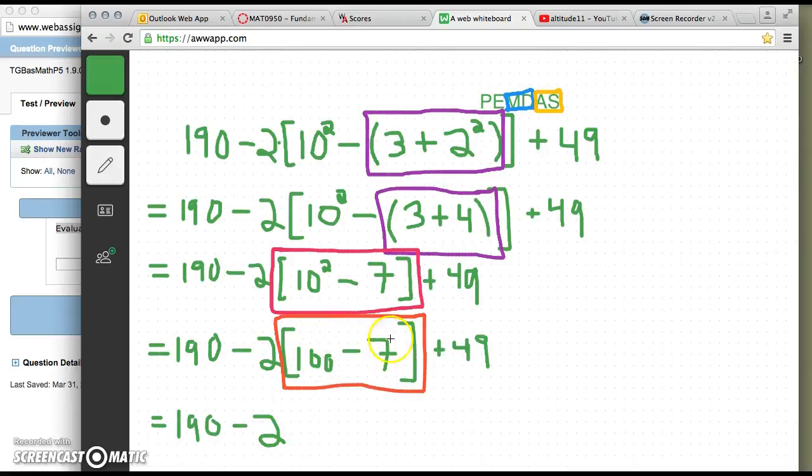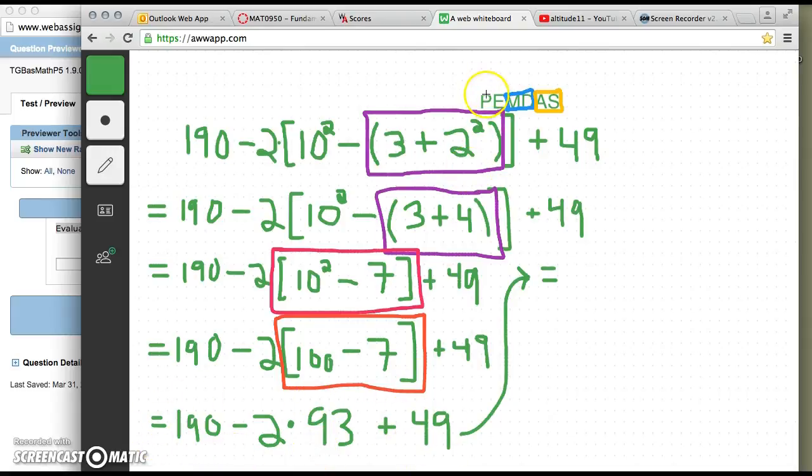So here we are inside of this parentheses. We are going to perform the last operation, which is subtraction. So 100 minus 7, that is 93. And since that was the last operation in the parentheses or the bracket, we can drop the bracket. We don't need to carry it with us anymore. And then on the end, we still have plus 49. All right, we're running out of room here, so we're going to come up here. Okay, so now here is what we are left with.